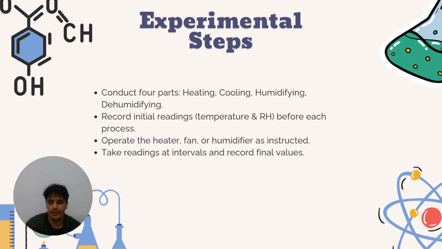First, you need to conduct 4 parts: heating, cooling, humidifying, and dehumidifying, which we've done by heating the insulated box using the heater for 15 minutes, and we recorded the temperature every 3 minutes, like in 3 minute intervals. And for the cooling, we just turned off the heater. And then for the humidifying, we just used the water spray or the humidifier to add some water.